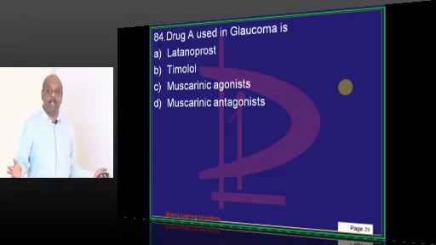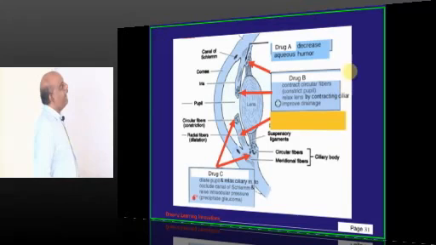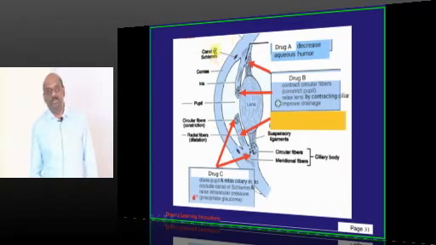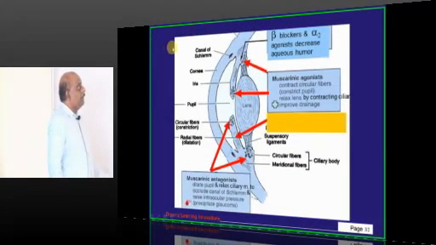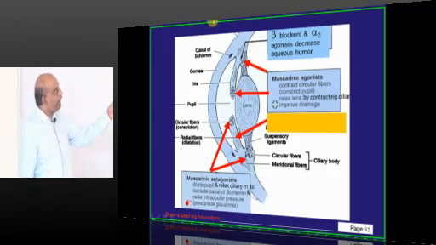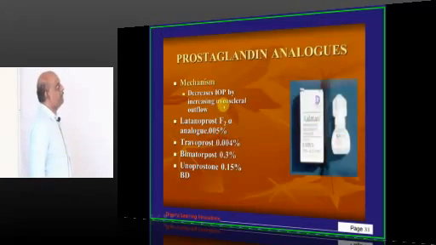Now in glaucoma we use various drugs. They have different mechanisms of action. So what is drug A? Drug A basically decreases the aqueous humor. That is the typical function of beta blockers. The muscarinic agonist drugs typically constrict the circular fibers and improve the drainage. That is the reason they are used in the management of glaucoma.